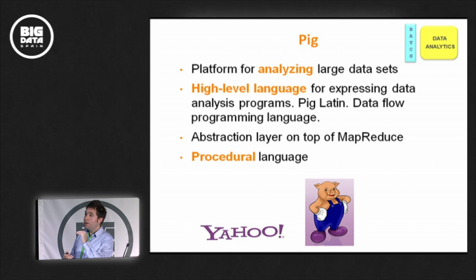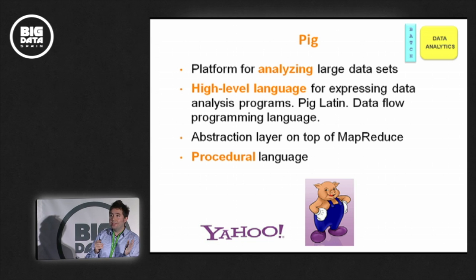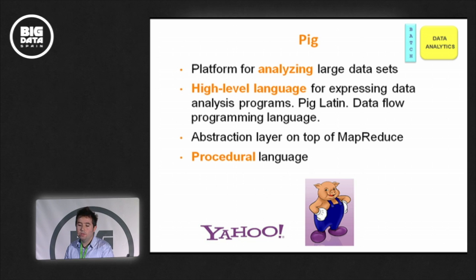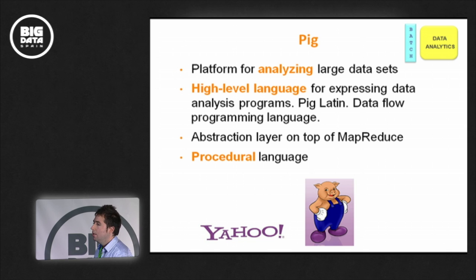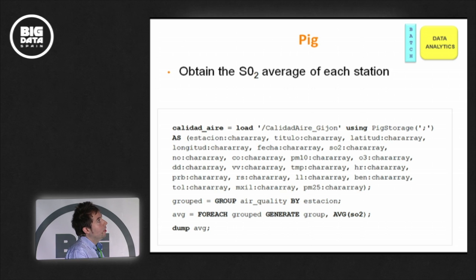Well, Pig is another technology on top of the MapReduce framework. It was developed by Yahoo. Hive uses SQL, which is a declarative language, and Pig uses a procedural language, Pig Latin. But the ideas are quite similar. So we can use Pig for doing the same. It's really similar. Firstly, we load the information. Then we group the information by the station. And then for each group, we generate the average. Quite easy to use.